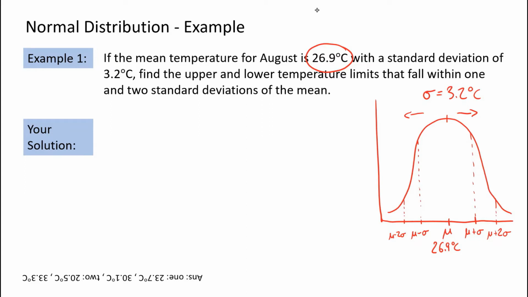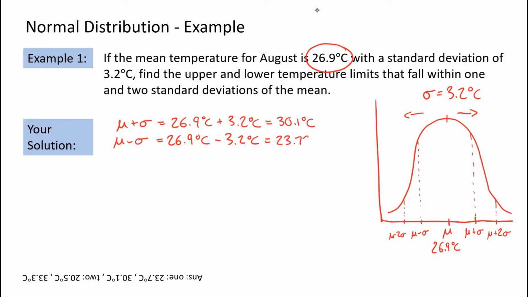So looking at this, that means if we want to calculate the upper and lower limits for 1 standard deviation, we have mu plus sigma and mu minus sigma, which is 26.9 degrees C plus our standard deviation of 3.2 degrees C, which gives us 30.1 degrees Celsius. That's the upper limit, right? Because it's a temperature higher than the mean. The lower limit, mu minus sigma, is equal to 26.9 degrees Celsius minus that standard deviation, 3.2, which gives us 23.7 degrees Celsius. Now, if this is normally distributed, that means this is one standard deviation from the mean, and 68% of the time, your temperature should fall within this range in August.